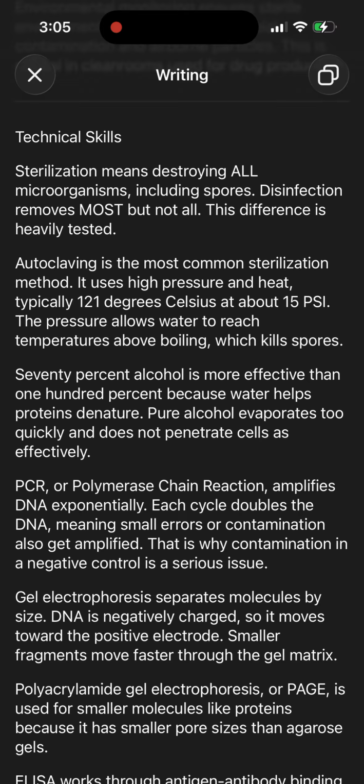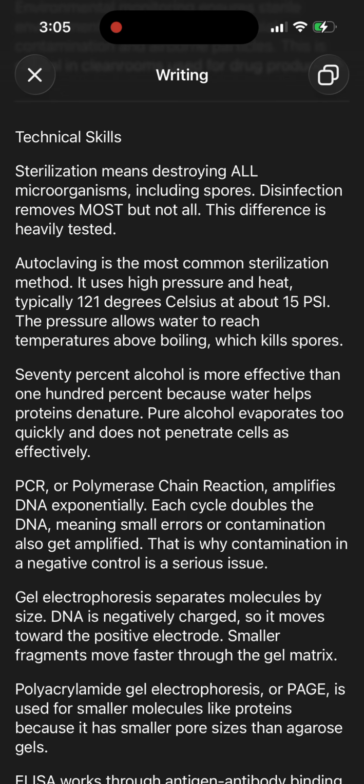Gel electrophoresis separates molecules by size. DNA is negatively charged, so it moves toward the positive electrode. Smaller fragments move faster through the gel matrix. Polyacrylamide gel electrophoresis, or PAGE, is used for smaller molecules like proteins because it has smaller pore sizes than agarose gels.